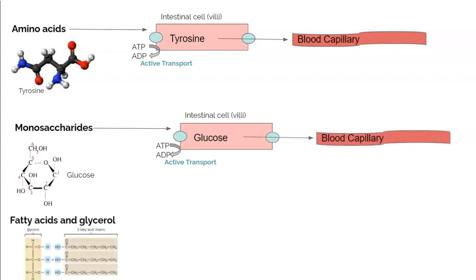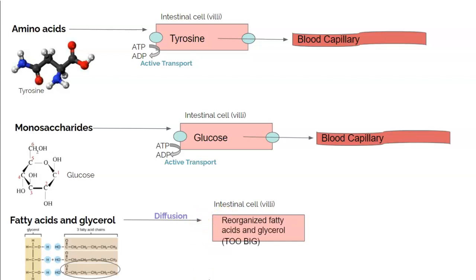Fatty acids and glycerols are a little different. Here I have fatty acids and glycerols. We're going to take this fatty acid, and it's going to diffuse into the intestinal cell wall. So you'll notice this time I don't have a pump, because I don't need active transport. Once it's in that intestinal wall, it's reorganized into fatty acids and glycerol, and you'll notice this is too big. It can't fit into a blood capillary, so it's going to go into the lymphatic system, or into a lacteal. Again, diffused across. So this is how we pass digested macromolecules into our circulatory system or our lymphatic system.